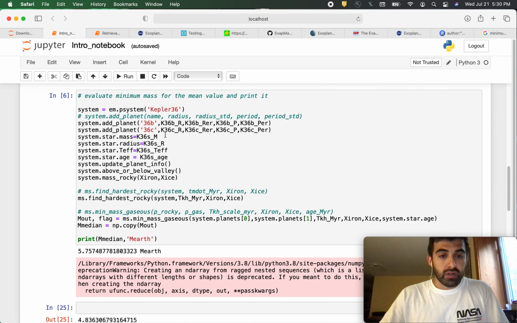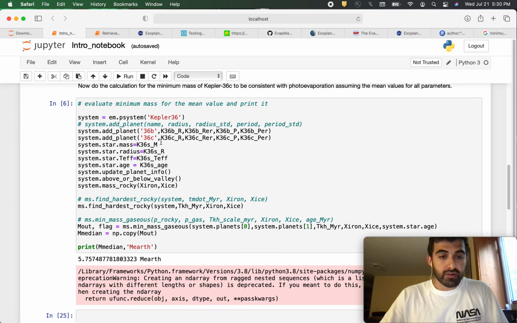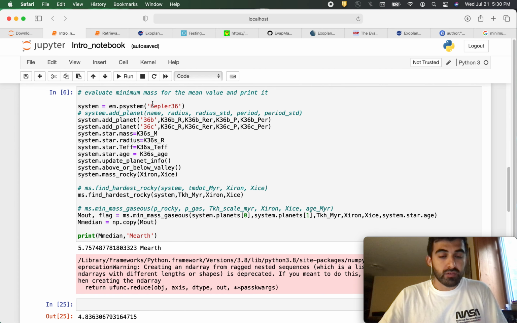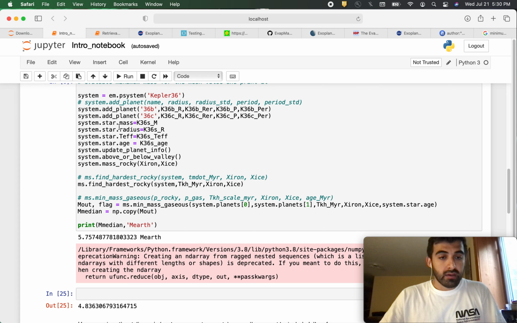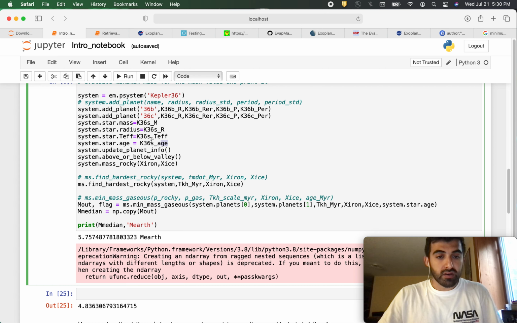So again, we are going to feed it all the parameters. We're looking at all the mean values for our parameters. We tell it we are looking at Kepler-36, the star. We add our planets B and C with their radius, period, and their associated error bars. And we also feed it the mass, radius, effective temperature, and age of the star itself.